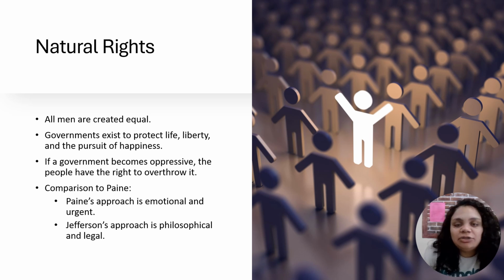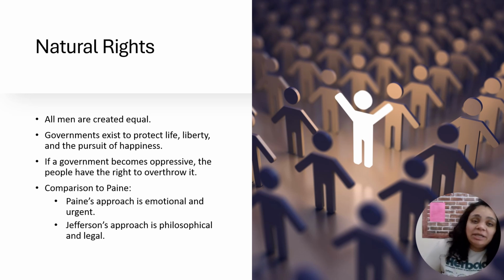The first principle is natural rights and the justification for government. Jefferson opens with the famous assertion, "We hold these truths to be self-evident, that all men are created equal." He draws on John Locke's philosophy of natural rights, arguing that government exists only with the consent of the governed. When a government violates people's rights, they have the right to overthrow it. While both argue independence is necessary, Paine makes the case urgently and emotionally, whereas Jefferson makes it philosophically and legally.